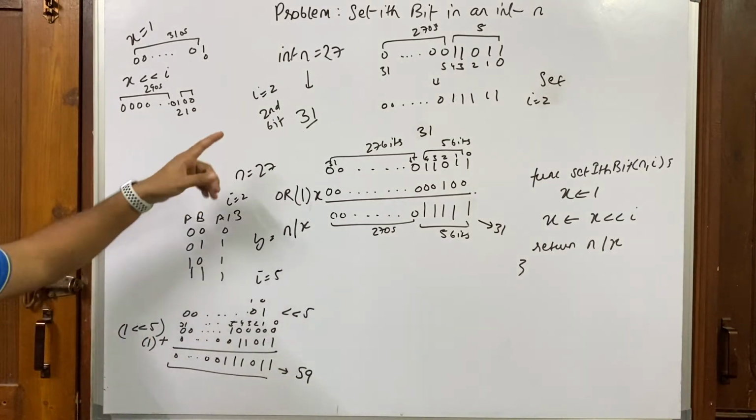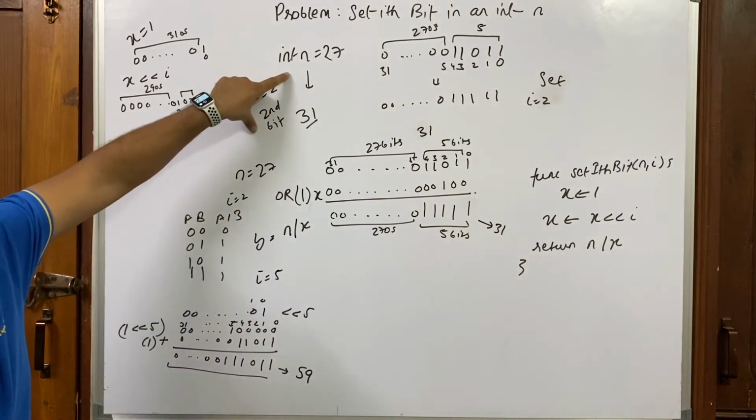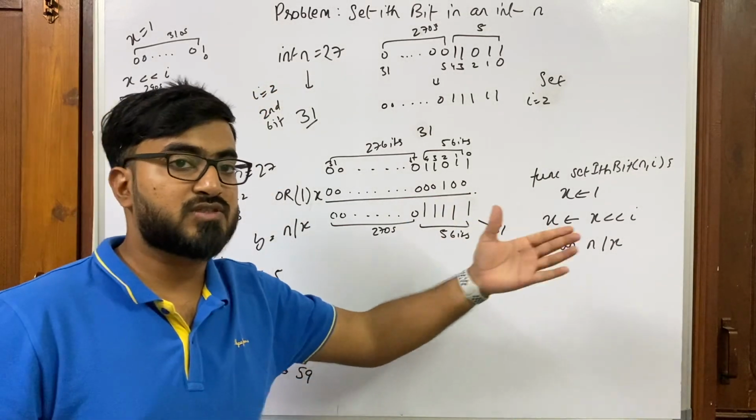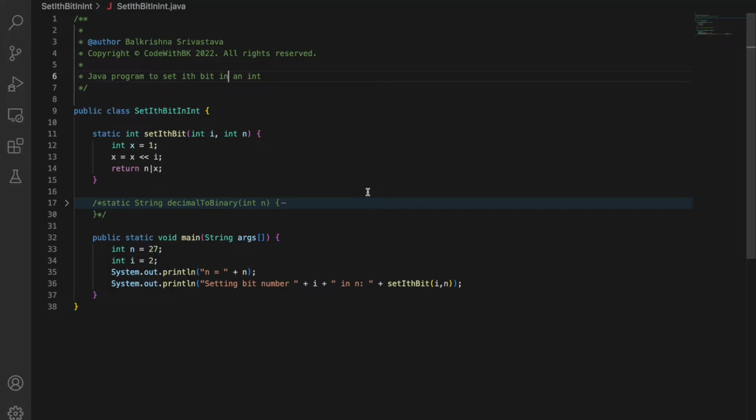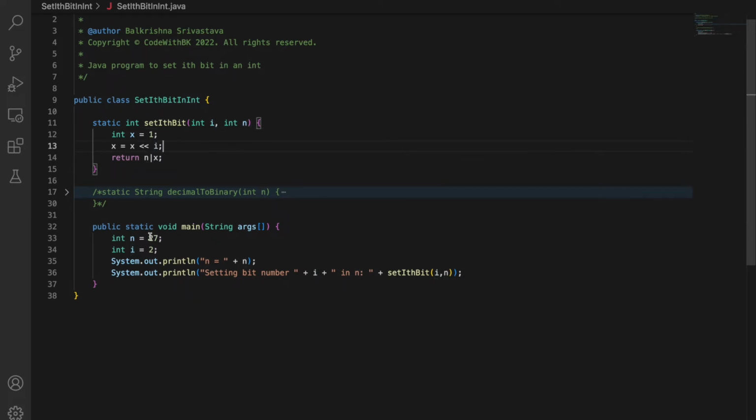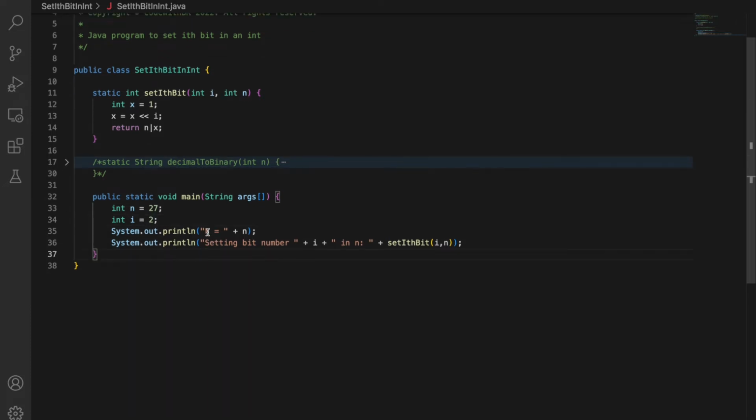So this is how you set the ith bit in an integer n, and now we move on to code to see how we implement this. This is the implementation of the solution we discussed. I've written a helper function setIthBit that takes in i and n and sets the ith bit in n and returns the updated value. So in my main I have n equal to 27 and I'm going to set the second bit, so i is equal to 2. I'm printing the original value of n and then the value after you set the ith bit in n.